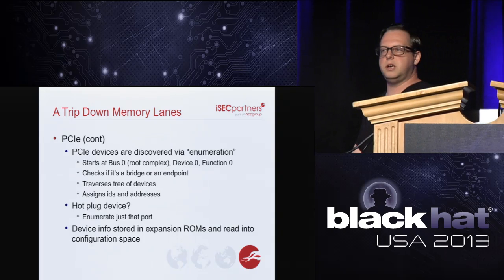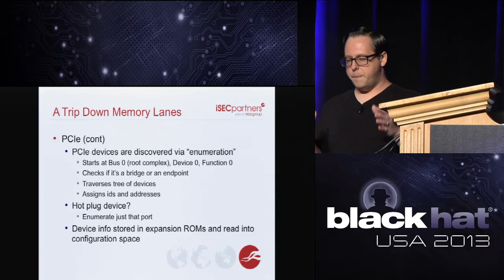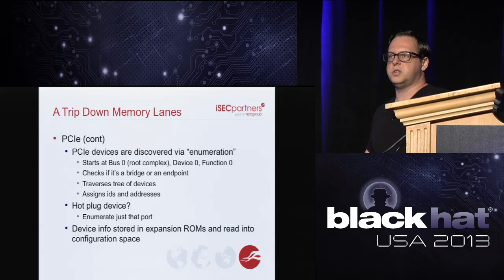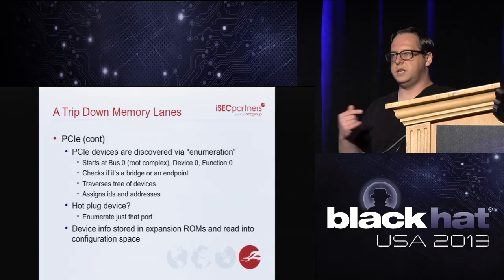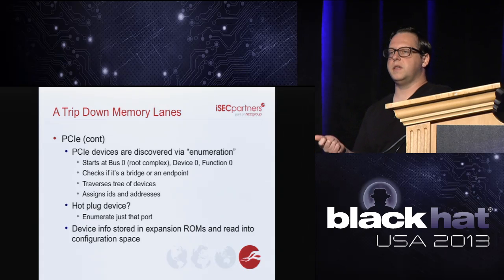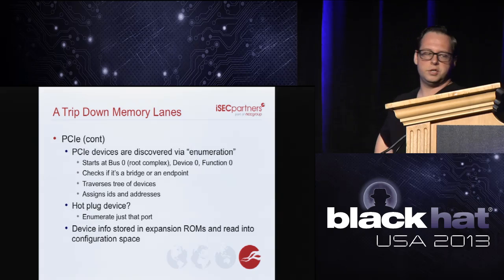So we talked about this a little bit earlier with the Mac EFI rootkit paper. Devices are enumerated through an enumeration process for PCI Express. We start at bus 0, device 0, function 0. Bus 0 is almost always your root complex. So we start at the root complex, at the very first device and the very first function, and we say, is there anyone there? If a device comes back and says, yes, I'm here, then the next question is, are you a bridge or are you an endpoint? If it's a bridge, it'll traverse down through that bridge and start the process all over again, enumerating all the devices there. If it's an endpoint, it'll tag it with an ID and an address, and it'll pull information from its PCI expansion ROM and load it into the configuration space.